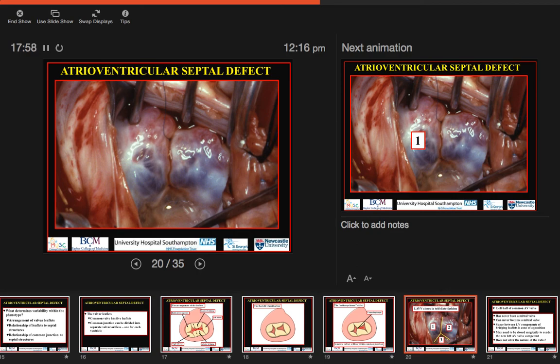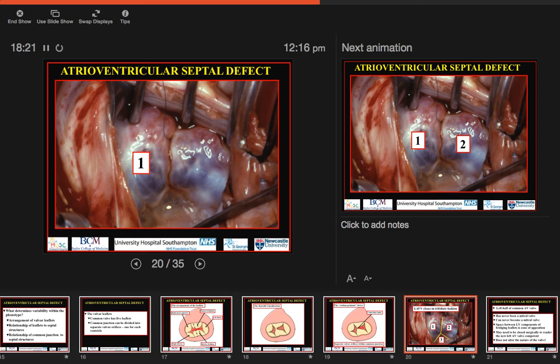Now, Snehal was kind enough to refer to one of the papers I wrote with my very good friend and colleague, Benson Wilcox, who sadly himself has now passed away. This is one of the wonderful pictures taken by Dr. Wilcox in the operating room. And those of you who are surgeons will immediately recognize what you see in atrioventricular septal defect.